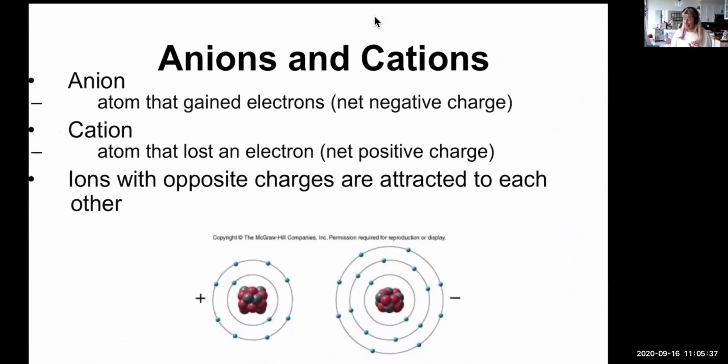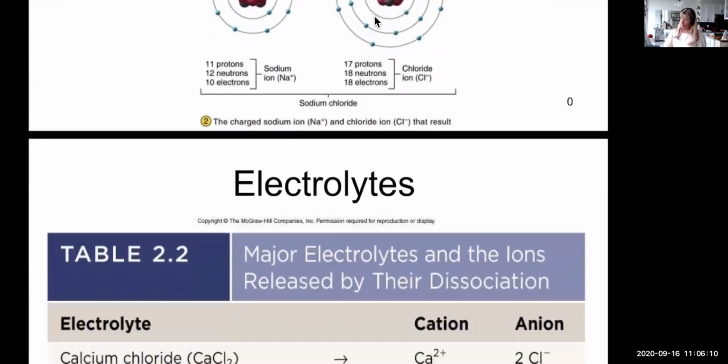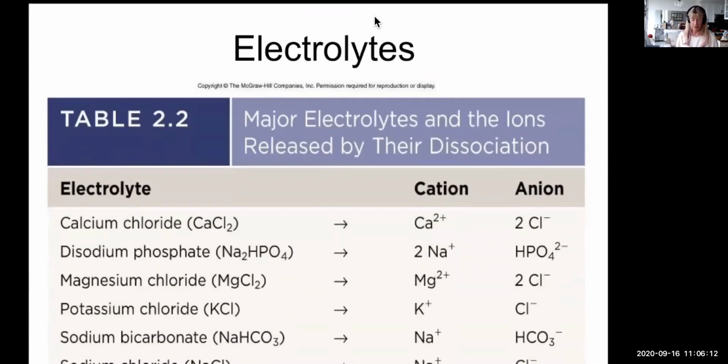Terminology. An anion is an atom that has gained electrons. Therefore, it has a net negative charge. A cation is an atom that has lost an electron. It has a net positive charge. And you can remember that if you like cats, you feel positive about them. That could be how you remember that one. And ions with opposite charges are attracted to each other. So they form an ionic bond. And even when they're dissolved in liquid, they have an affinity for each other. Opposites attract.